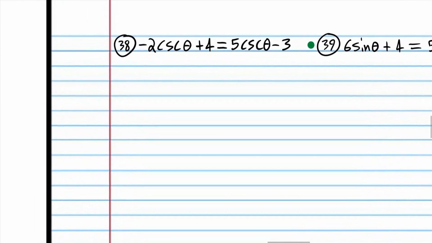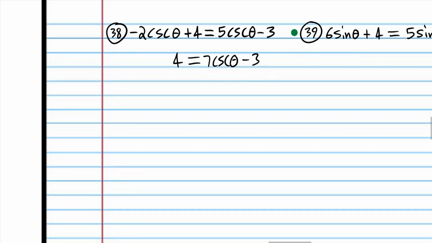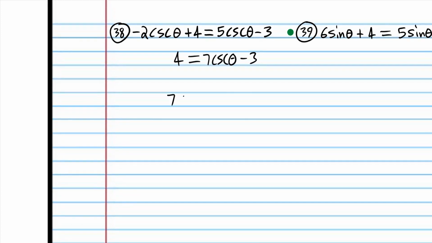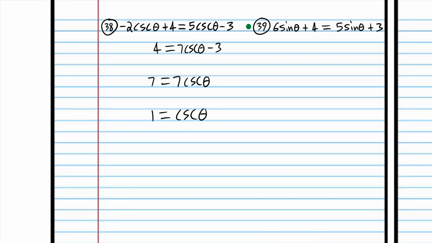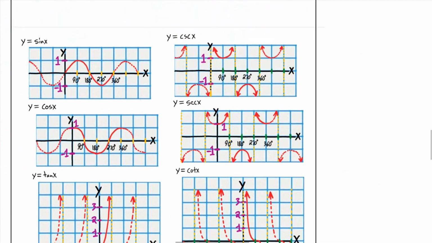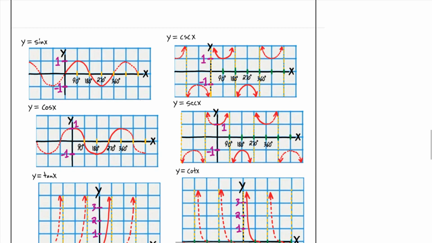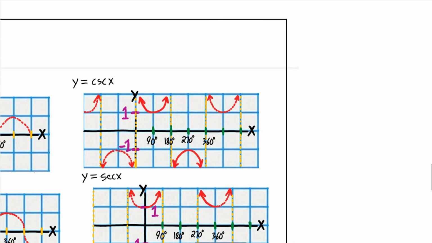I'm going to add 2 cosecant theta to both sides. And then I'm going to add 3 to both sides. And I'm going to divide both sides by 7. And this is actually a collapsed triangle. So we need to look at the cosecant curve and ask ourselves, what point on the cosecant curve has a y value of 1?